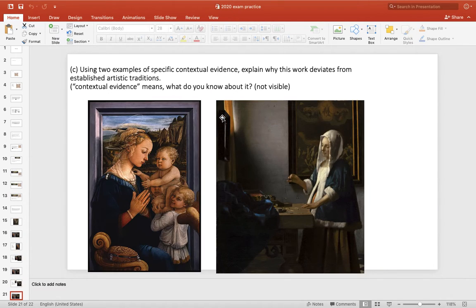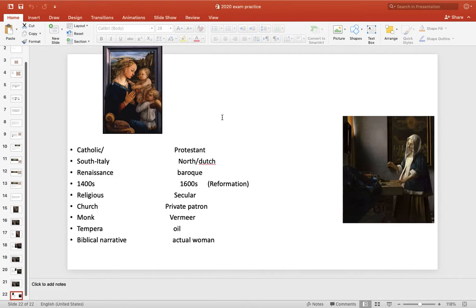Then for context, remember, context is knowledge. You can't see it, it's what you know. And so, well, why is this one different? And then here we go again. This one's Catholic, this one's Protestant. This is Italy in the south, this is Dutch in the north. This is Renaissance, this is Baroque. This is 1400s, this is 1600s. This is religious, this is secular.